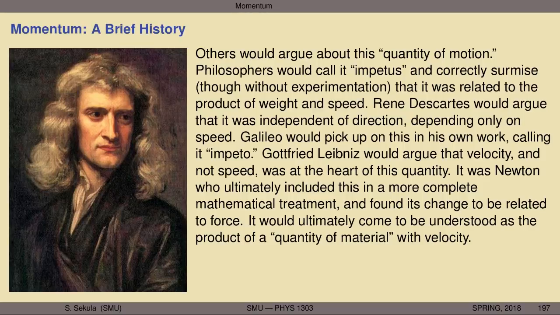So skipping far forward in history, in that intermediate time between Ibn Sina's work and much later, say in the context of Galileo or Newton's lives, many would argue about this quantity of motion. Philosophers would call it things like impetus, and they would correctly surmise, although they would do so without experimentation, that it was related to the product of weight and speed. René Descartes would argue that it was independent of direction, depending only on speed.